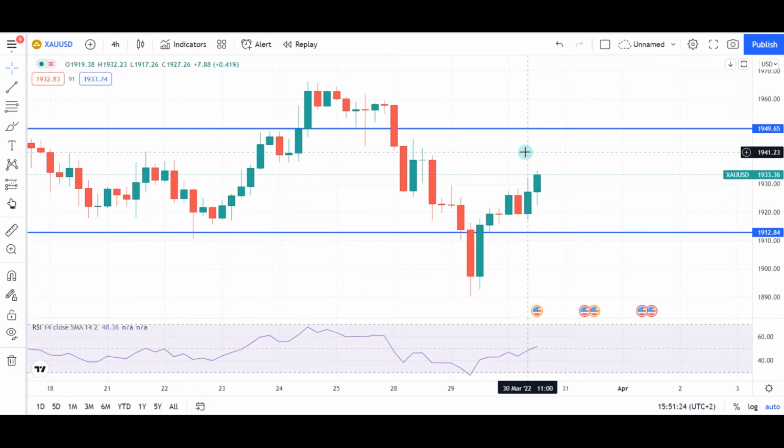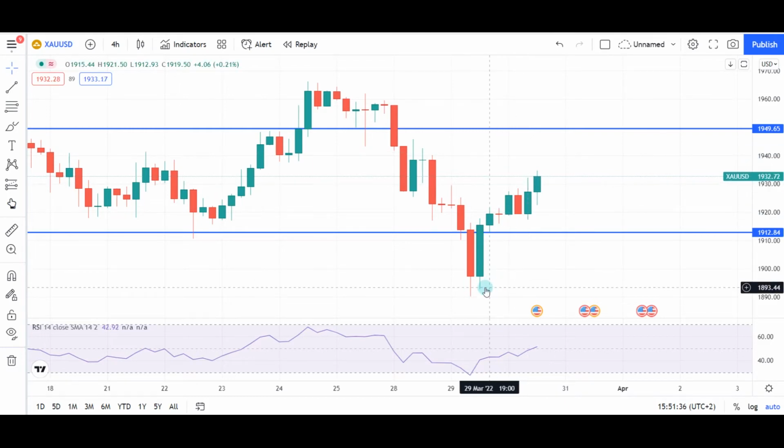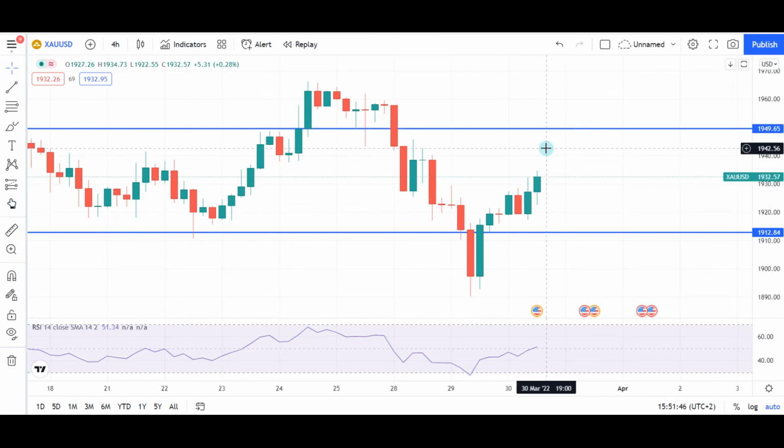So when investors assess these things, they see that there is no change in the peace talks. That's why the risks are growing, and they are going back to safe havens. They are buying gold again from these low levels. It may test the 1949 level if the risk goes on like this.